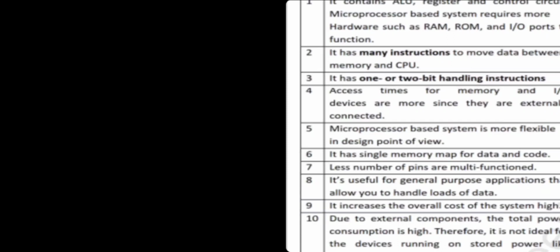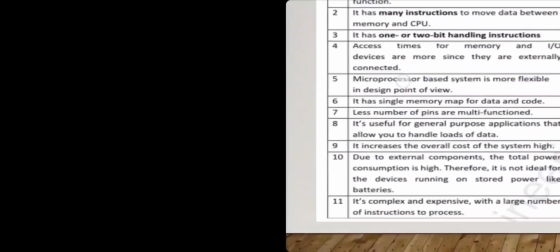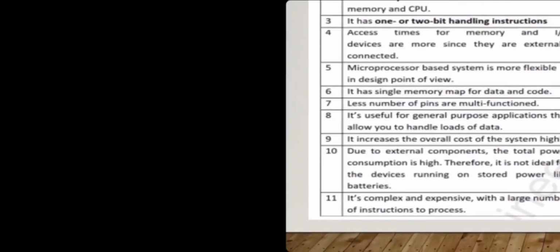Then the seventh point is that a smaller number of pins are multifunction in a microprocessor, but more pins are multifunction in a microcontroller. Multifunction means some pins are used for different functions. Then the next point is that a microprocessor is useful for general purpose applications that allow you to handle lots of data, while a microcontroller is useful for application specific systems. So a microcontroller is application specific, but a microprocessor can be used for different applications.